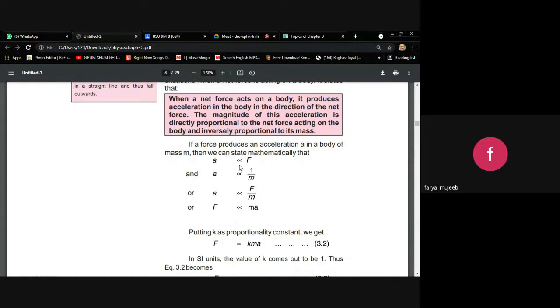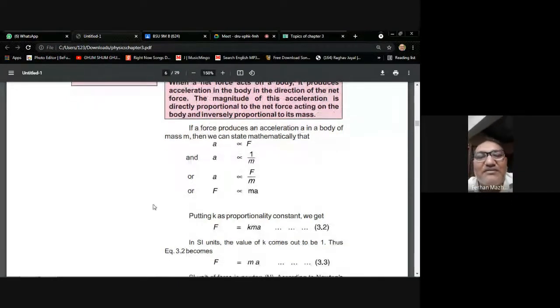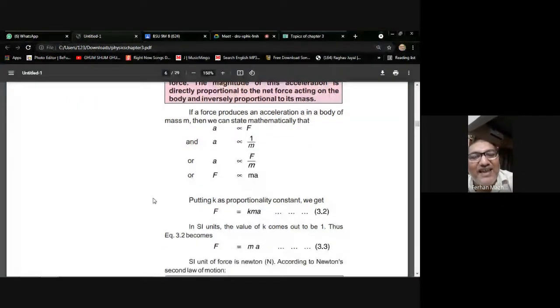A proportional to m. Putting a proportionality constant, we get F is equal to kma, and the K value is 1. So the formula will become F is equal to ma. Do you understand this? F is the force which is measured in newtons. M is mass which is measured in kg. A is acceleration which is measured in meter per second square.